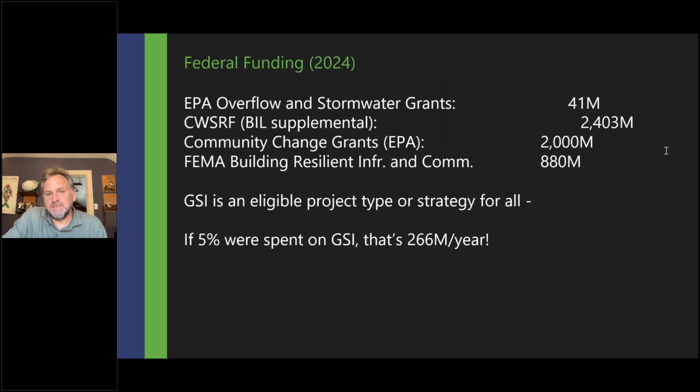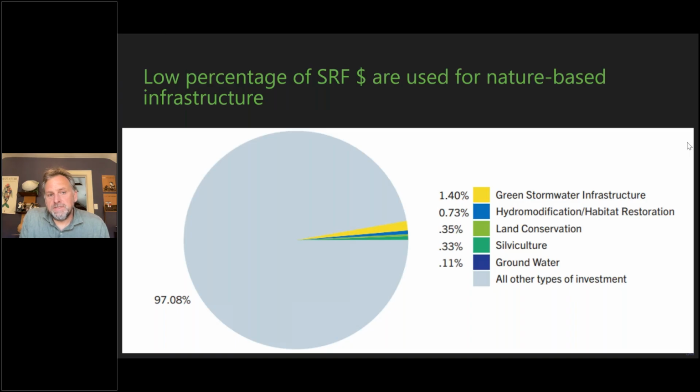So looking at federal funding, and this is not a complete list by any means, but just some big buckets. It's exciting to think about the potential, and all of these funding pots list GSI as a desired project type. So if you were to do the math and just take 5% of that, that's a huge amount of money that could be directed towards green infrastructure. Next slide. But what we're seeing is that this is, for SRFs particularly, not really happening. There's a very small amount that's going to green stormwater infrastructure.